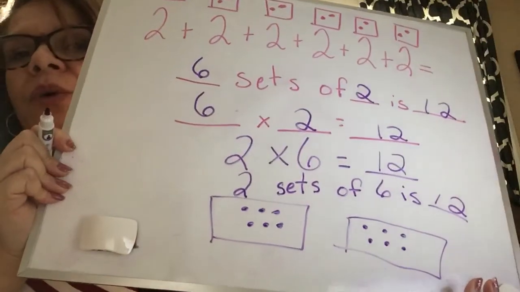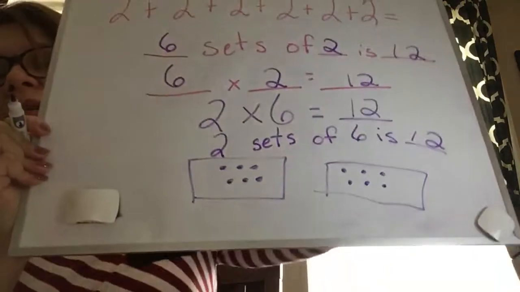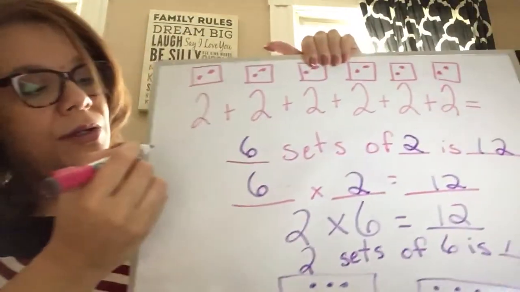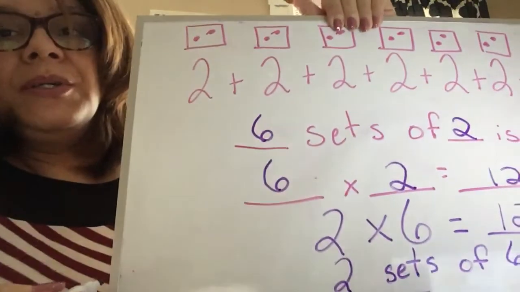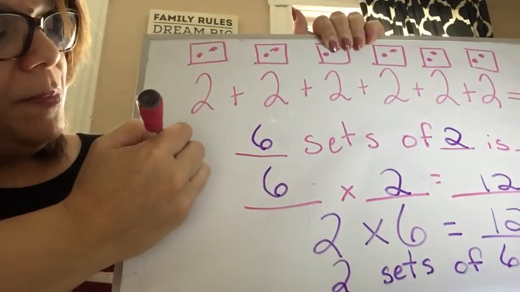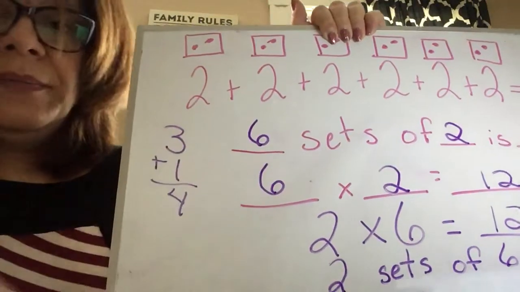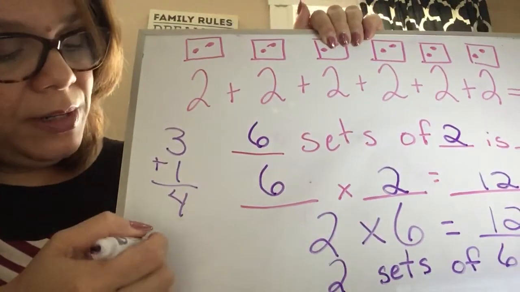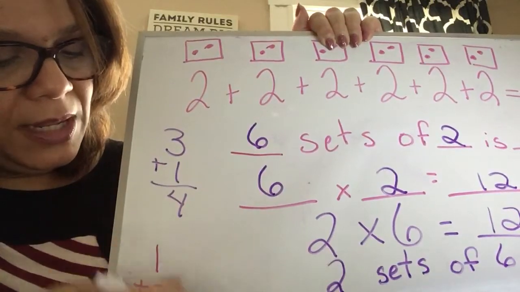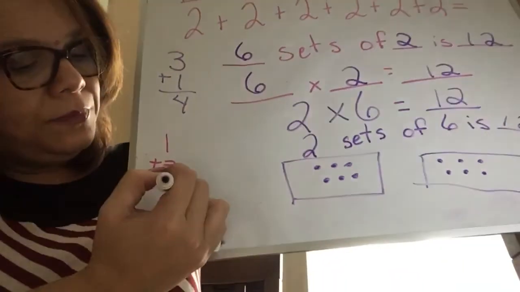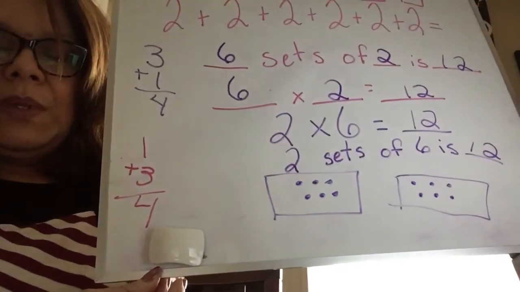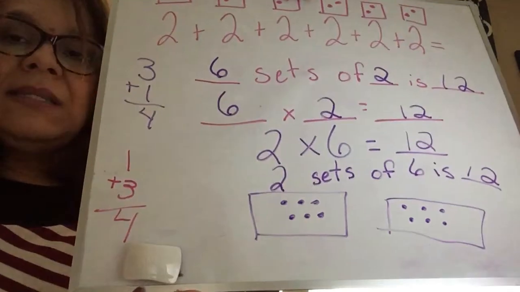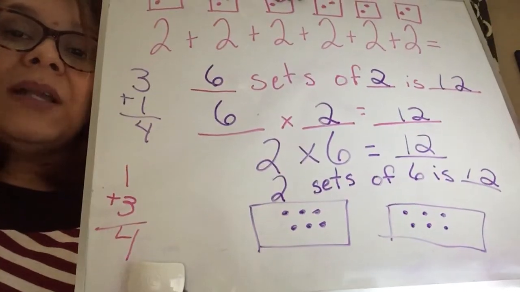And we've heard that word before. We've heard it in addition. In addition, the commutative property says that it doesn't matter the order in which you add the numbers. So for example, 3 plus 1 is 4. It doesn't matter the order in which you write the numbers. 3 plus 1 is 4, and 1 plus 3 is 4. So when we're multiplying, the same property applies. It doesn't matter the order in which you multiply, the product is still the same.